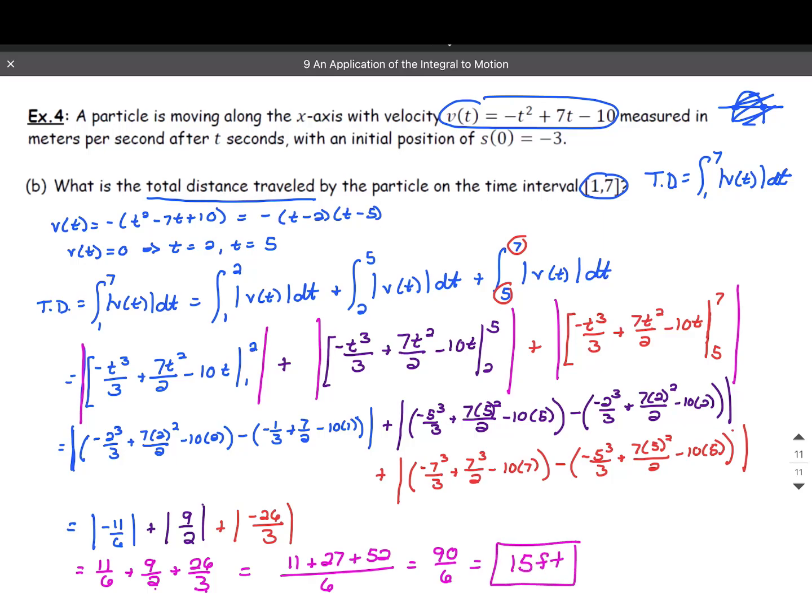The hardest part of this one was the fractions. Okay, I promise not to give you one with that many fractions on a test or a quiz. All right, unless it's on the calculator part. All right, my darlings, so we have looked at an application of the integrals to motion. Make sure you understand the difference between how to find position, how to find total distance traveled, and how to find displacement using your integrals.